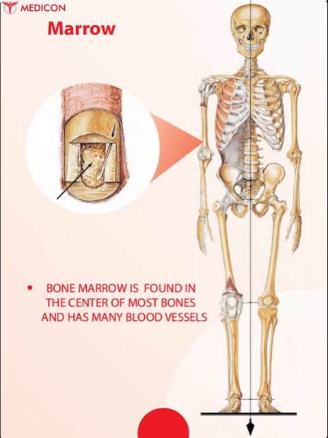Bone marrow. Bone marrow is found in the center of most bones and has many blood vessels. There are 2 types of bone marrow, red and yellow. Red bone marrow contains blood stem cells that can become red blood cells, white blood cells and platelets. Yellow bone marrow is mostly fat.